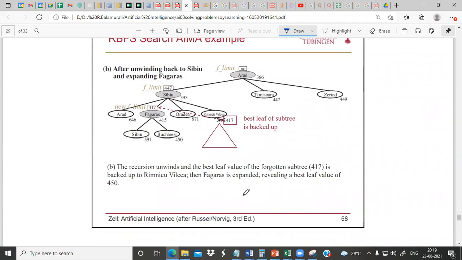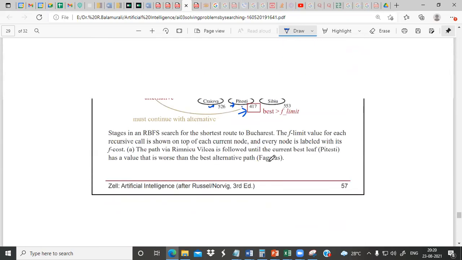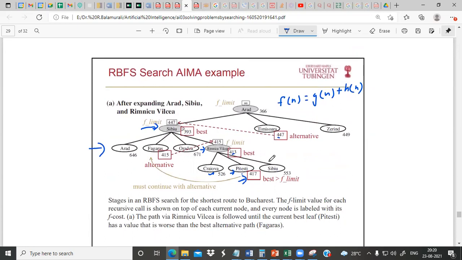So previously, whatever 415, the... sorry, it is not changing the F limit, it is changing this cost. So Rimnicu Vilcea previously promised that it will take to the goal at the cost of 413. Okay, so now this 413 will be changed to 417. But here comparison is made with this. Why are we making it with this? Because this is the next best path. So if this is not the best path, then there is another best path available. What is that? Through Fagaras.